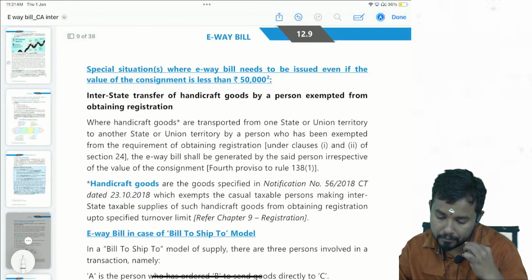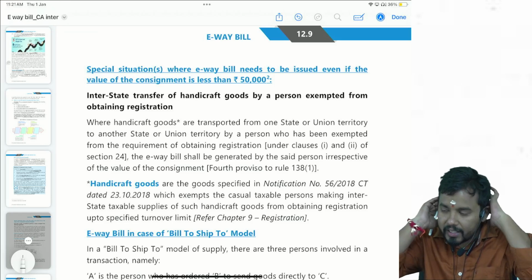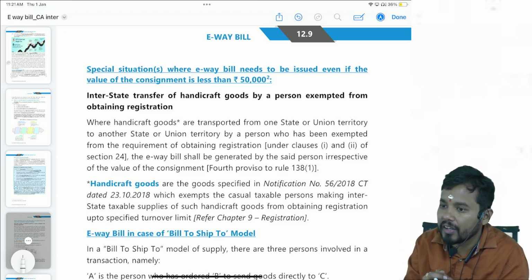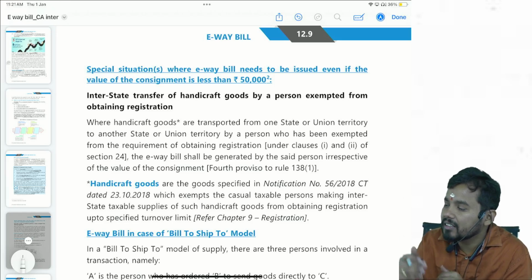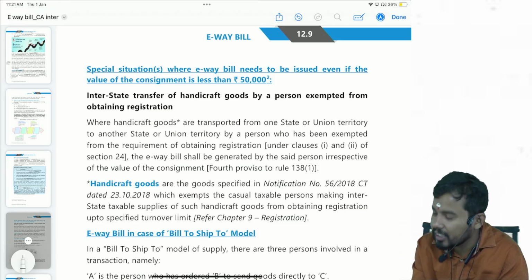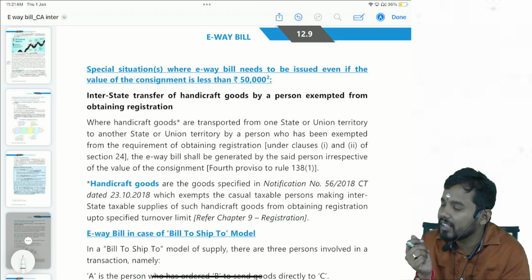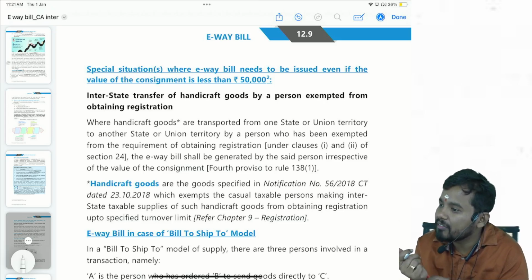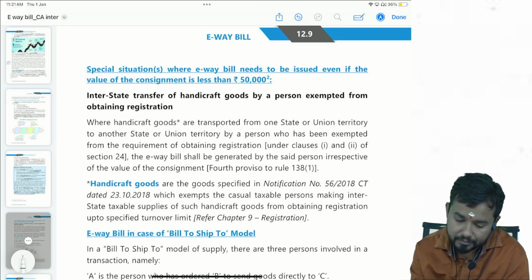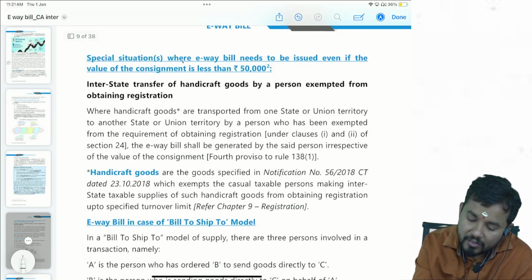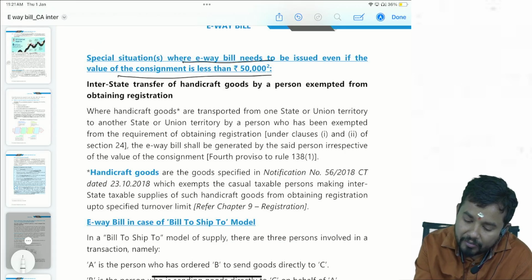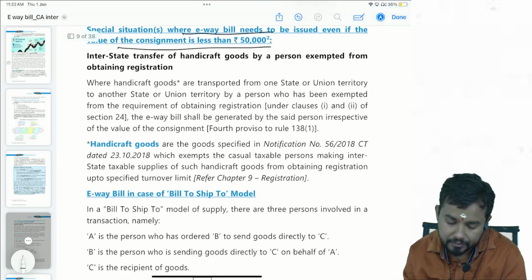Okay. Now there are some scenarios where an E-way bill is mandatory even when the consignment value is below 50,000. These are special situations where an E-way bill needs to be issued even if the value of the consignment is less than 50,000.